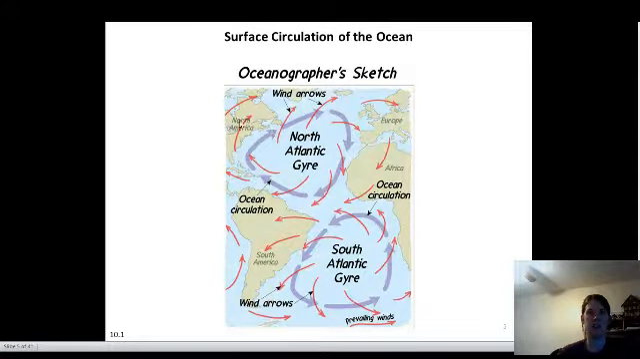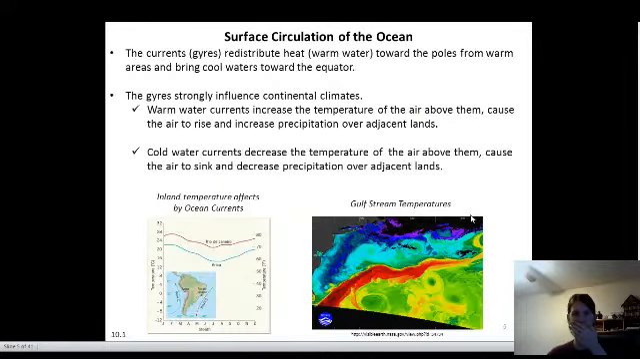So this is just showing how the wind currents cycle and how they impact the gyres. So you see the wind cycles in a clockwise manner in the northern hemisphere, causing that clockwise water movement. In the southern hemisphere, it goes in the other direction, causing that counterclockwise movement. The currents redistribute heat toward the poles from warm areas and bring cold water down towards the equator.